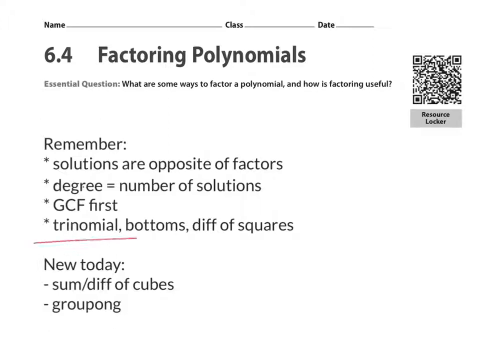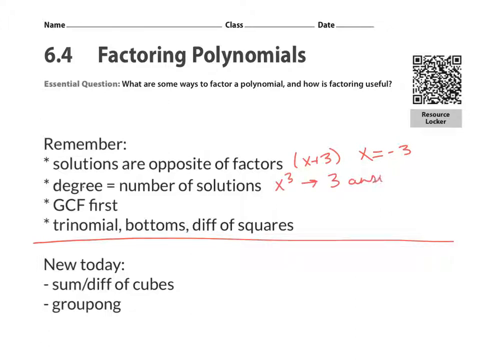You should already know all of these things at the top. Solutions are the opposite of factors, so like if you have x plus 3, that gives you an answer of x equals negative 3. Degree equals the number of solutions. If you have x to the third, that means you should be expecting 3 answers. You should always factor out the GCF first. We're going to do an example like that. And then just remember your basic trinomial, bottoms up, and difference of squares factoring.